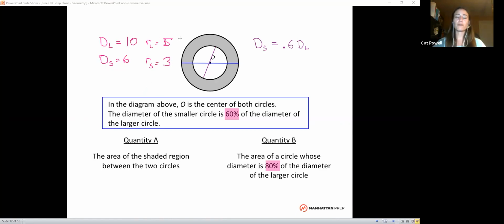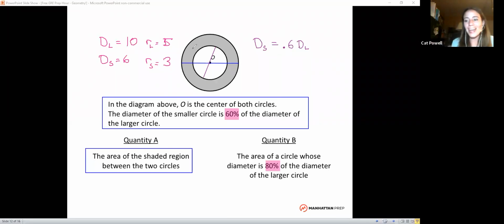All right. So I've really thought through that upfront information. I've thought about a strategy or an approach. Now I'm going to get into the quantities, but again, piece by piece, not trying to do everything at once. Let's look at quantity A, the area of the shaded region. So here, I'm just looking for this ring. I don't have a formula for a ring. I just have formulas for circles. So how can I find the area of that ring? What do I need to do to find the area of just the shaded part?